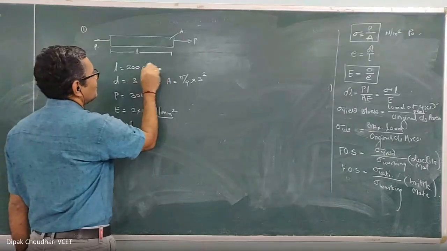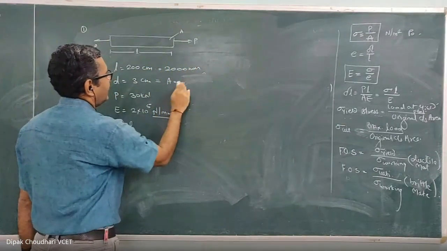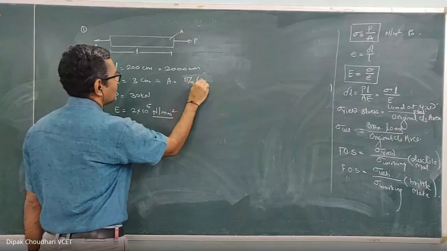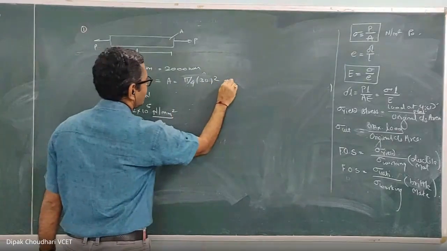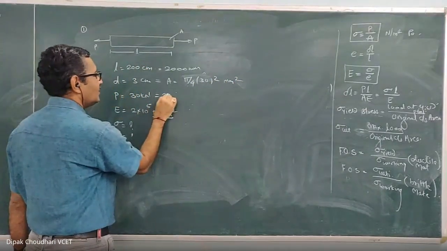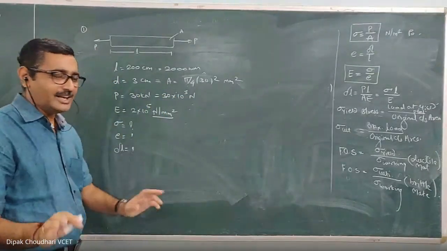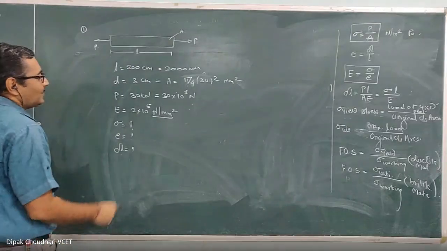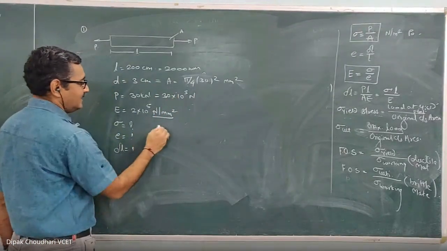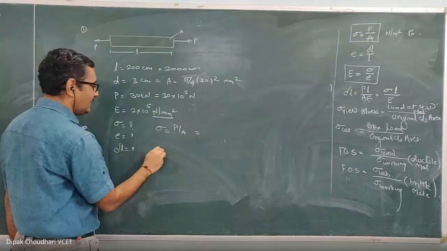Better to convert it into millimeter and Newton. So this is 200 centimeter means 2000 millimeter, and area will be pi by 4 into 30 square millimeter square. So I have converted that in millimeter. This 30 kilonewton equal to 30 into 10 raised to 3 Newton. I suggest convert it in millimeter and Newton instead of converting this into kilonewton per meter square. Now after calculating all these things, calculate the stress, which is equal to P upon A. Directly substitute the value and get the answer.